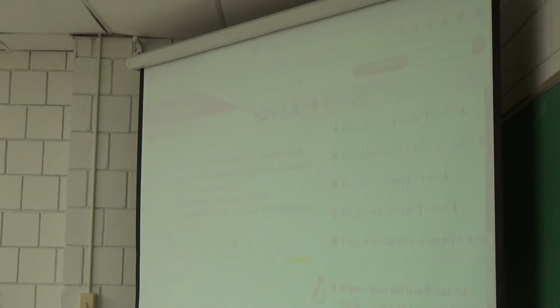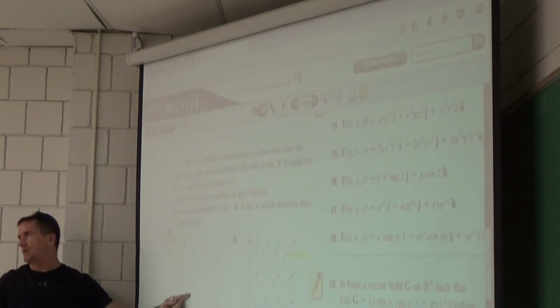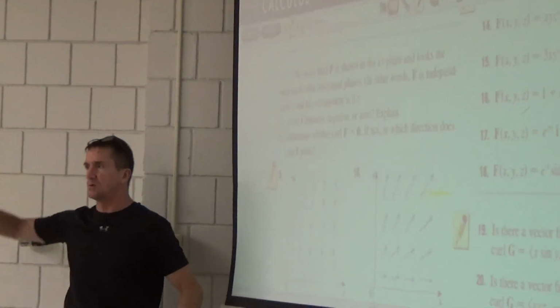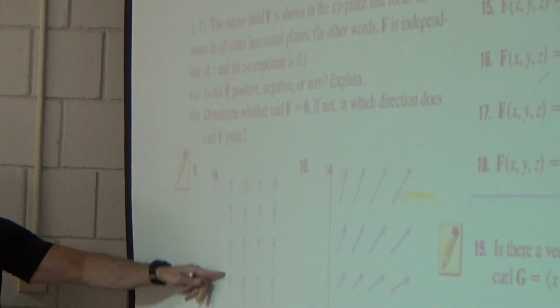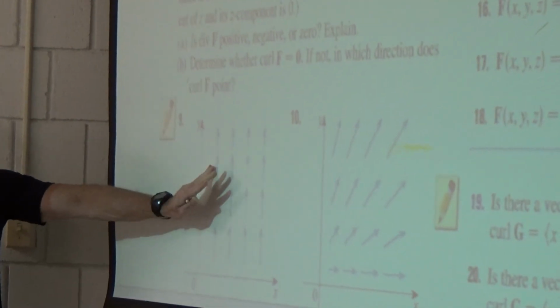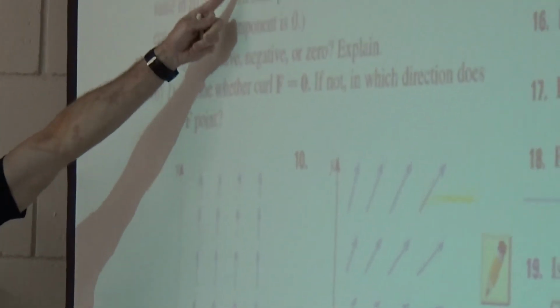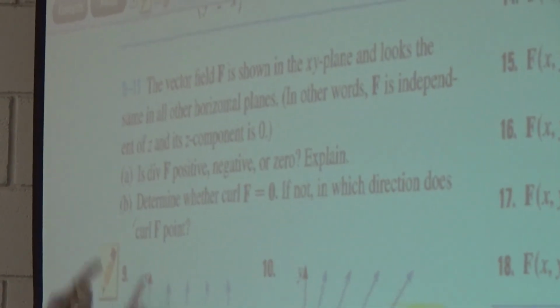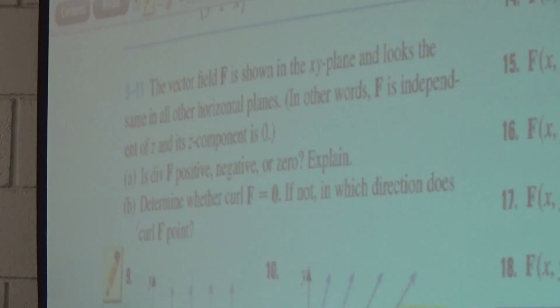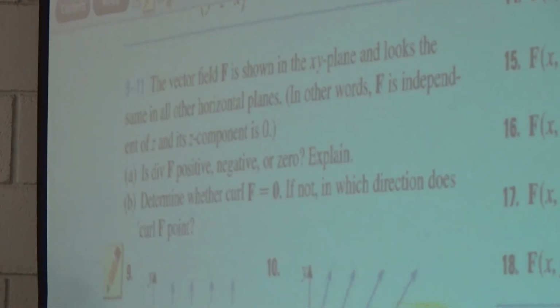We need our definitions, curl and div of F. They actually define both. So this is what they're asking you to do. We'll start with number 9, and this will not be a hard vector field for me to duplicate up on that board, but I want you to see it first. Do you see these blue vectors? It looks like some vector field. They said the vector field F is shown in the xy plane, but it looks the same in all other horizontal planes. So how about the plane right above?